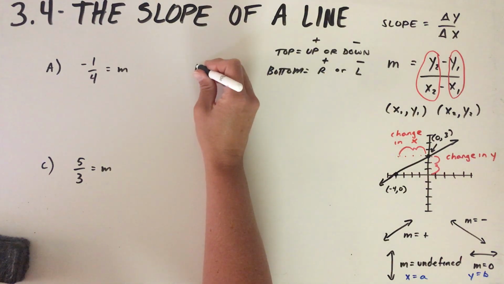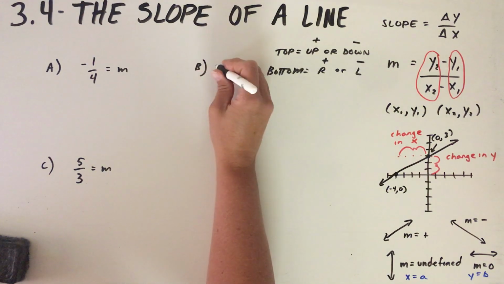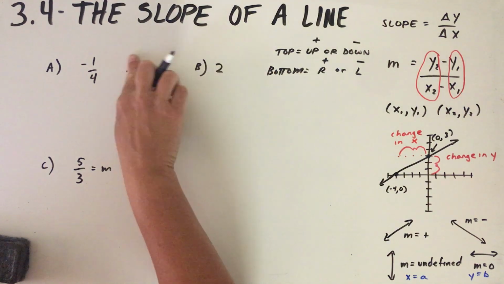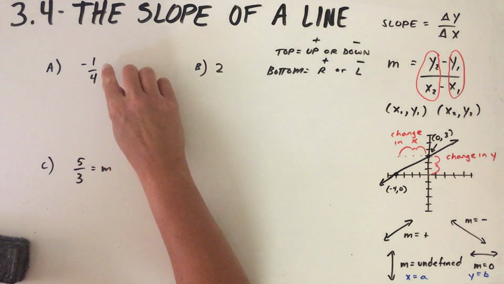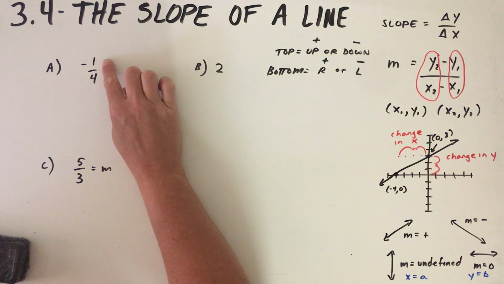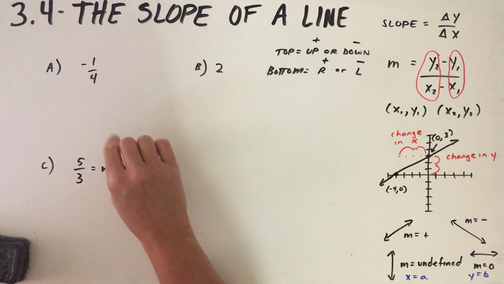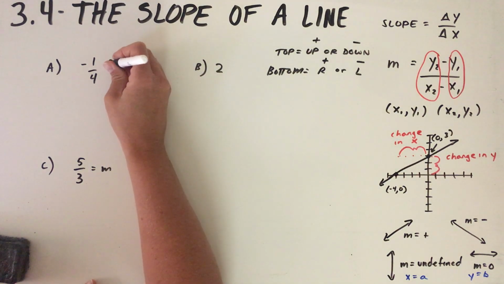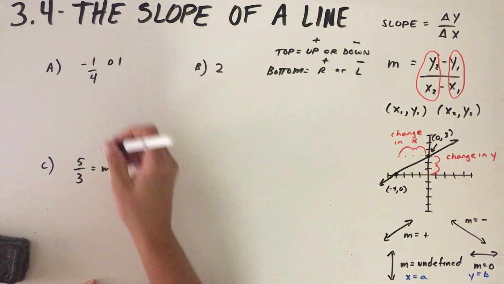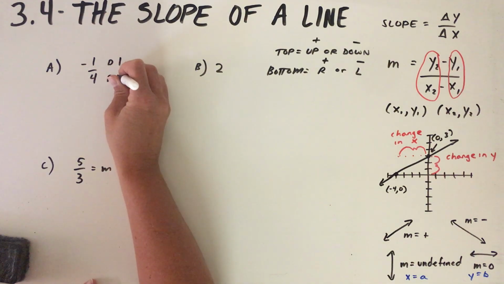Okay, so sorry, we'll just start here with this one. I think that I wrote b is 2. Okay, so this slope here, negative 1/4, what this means is that for every unit I go down 1, I'm going to go right 4. So for every unit I go down 1, I'm going to go right 4.